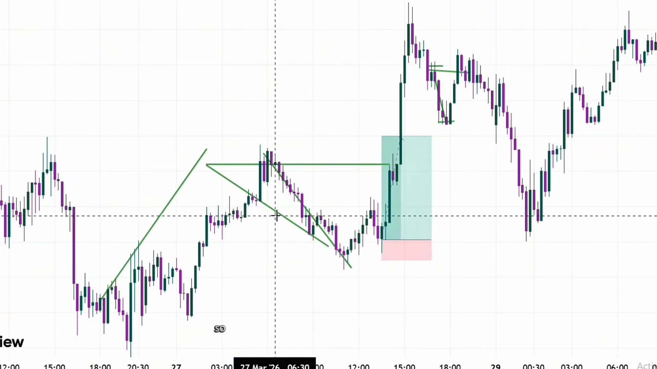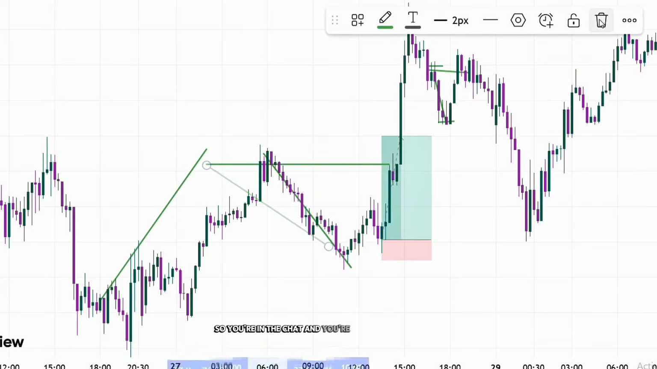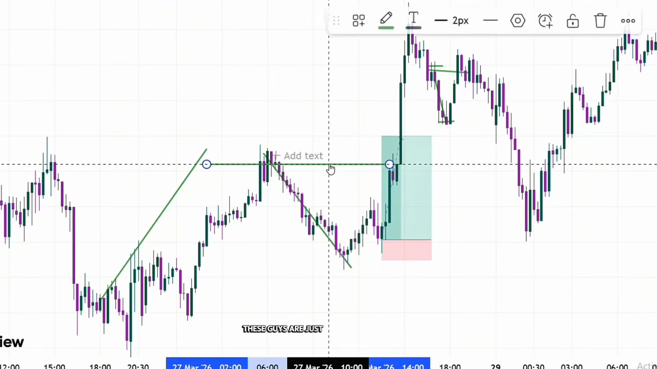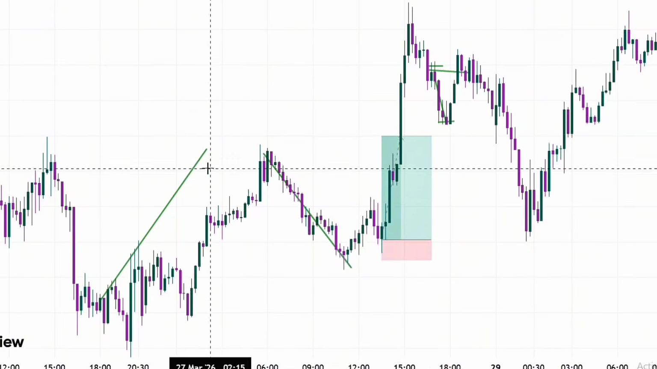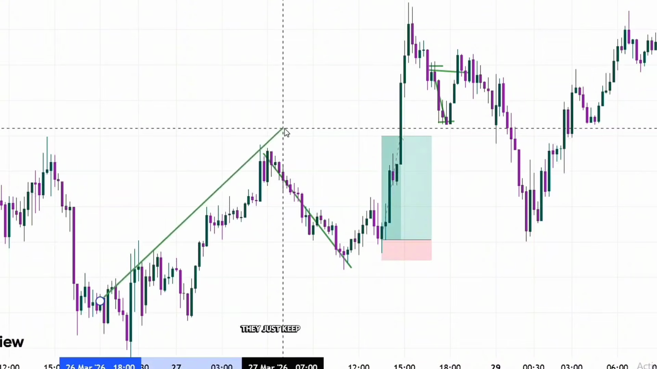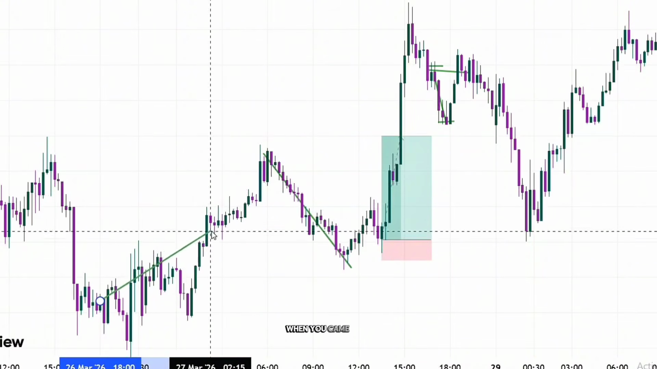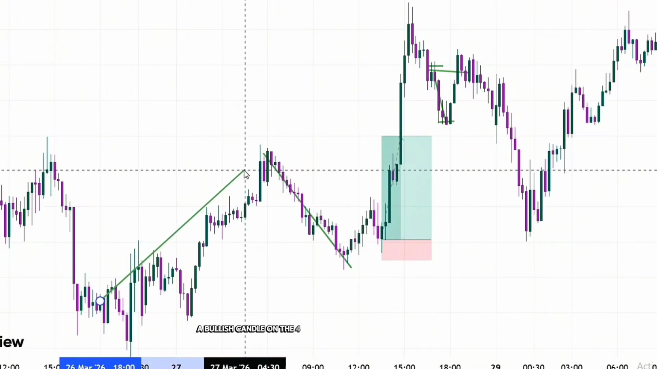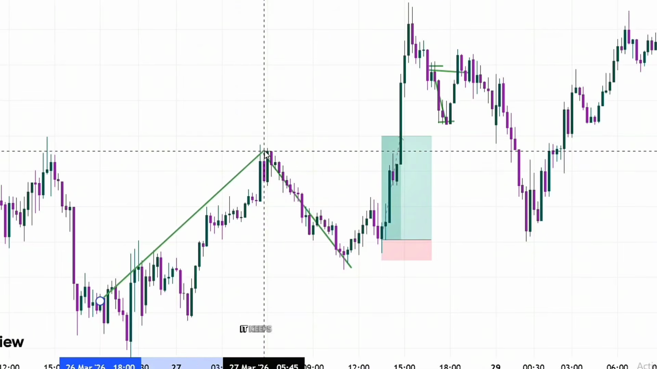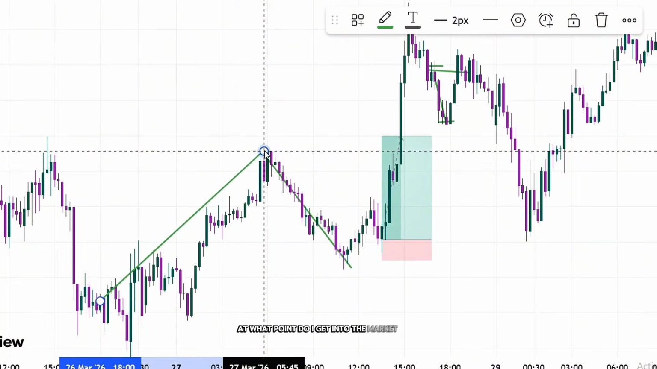Okay, so you're in the chart and you're wondering, okay, these guys are just pushing up, right? They just keep pushing into the highs. When you came, a bullish candle on the 4-hour time frame keeps pushing up, it keeps pushing up, and you are eager. At what point do I get into the market? I need to buy, I need to buy, I need to make profit. Hold on. The more you wait, the more you get a perfect entry.